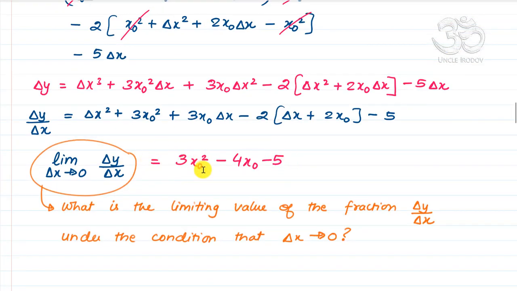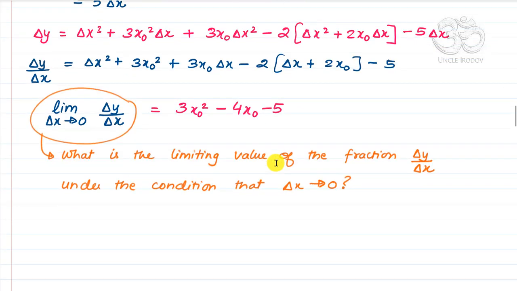But in the last step, instead of getting x naught square and 4x naught, you are going to get 3xc square minus 4xc minus 5. So that gave us the idea that we can remove this x naught from this equation and replace it with a general x. And we can say that whichever point you want to find the slope at, you just insert the x coordinate of that point.